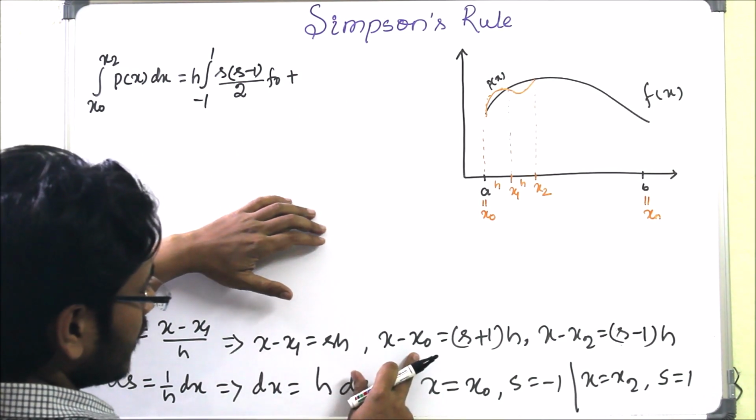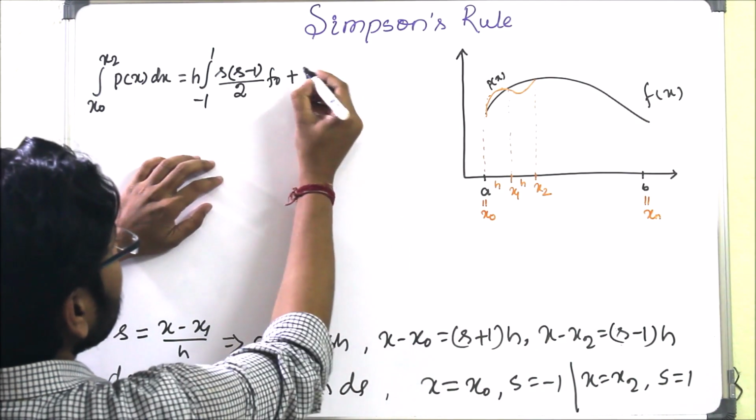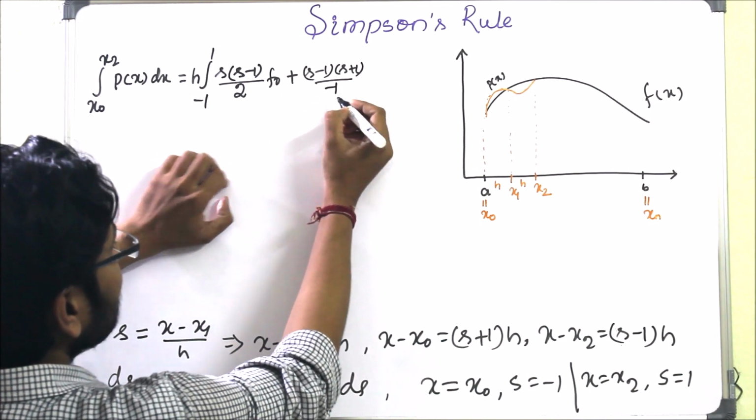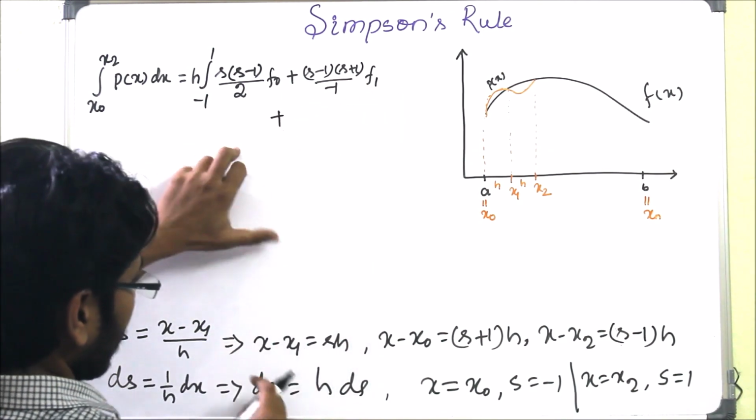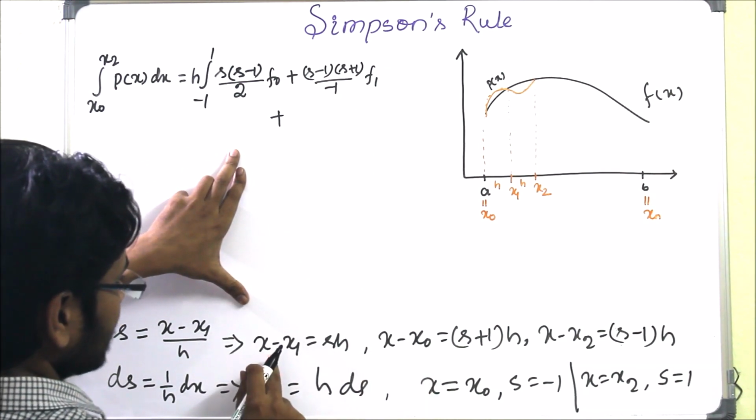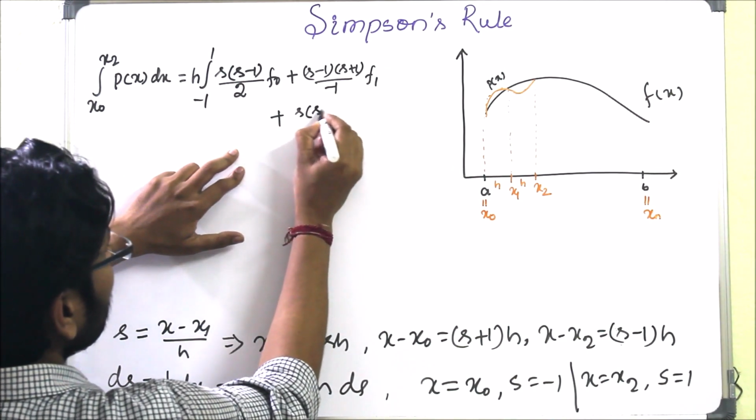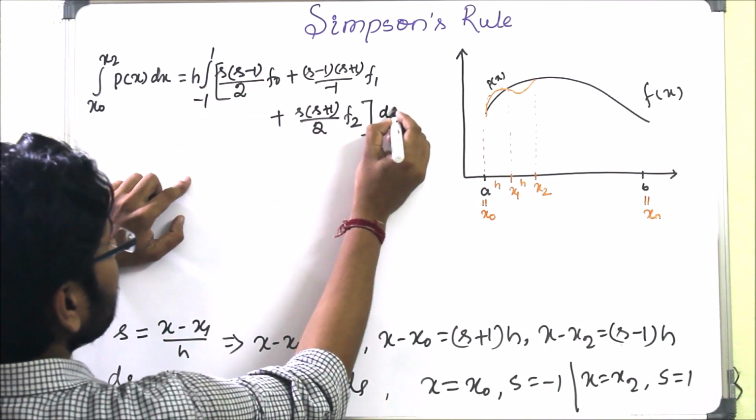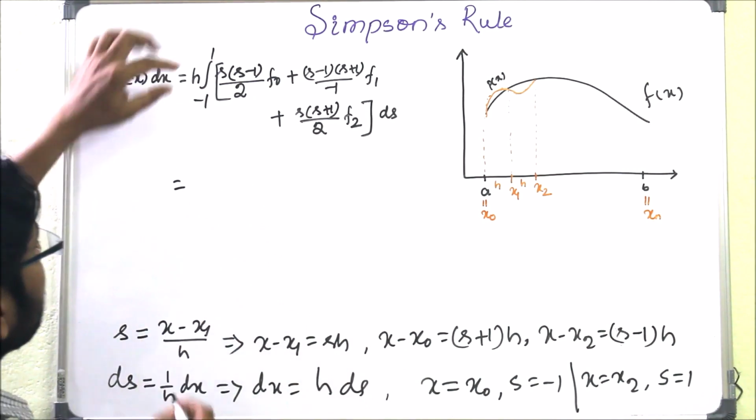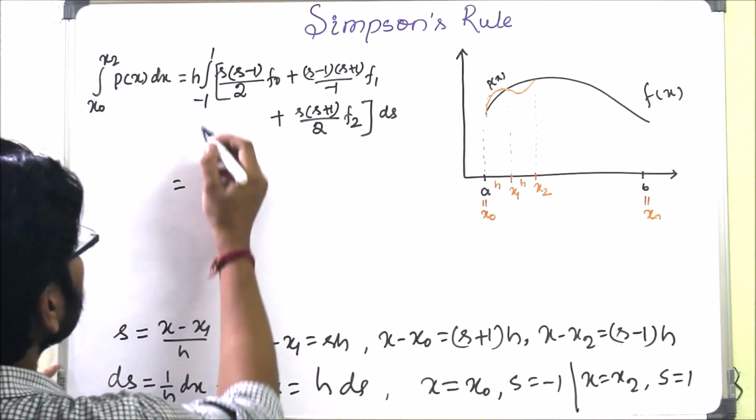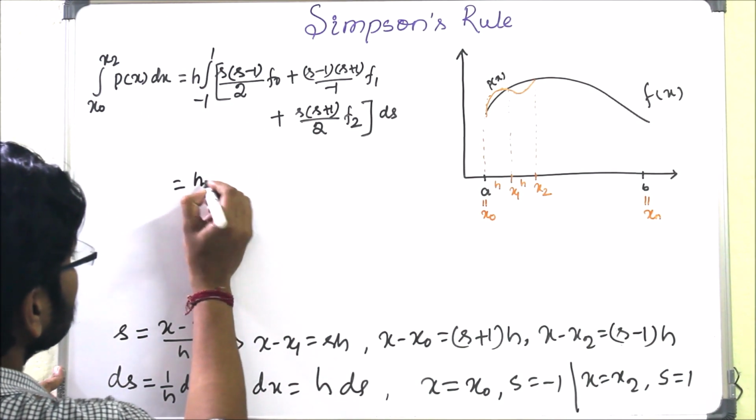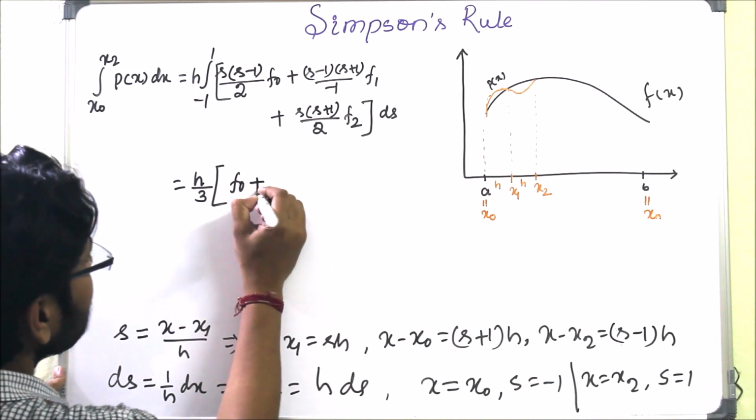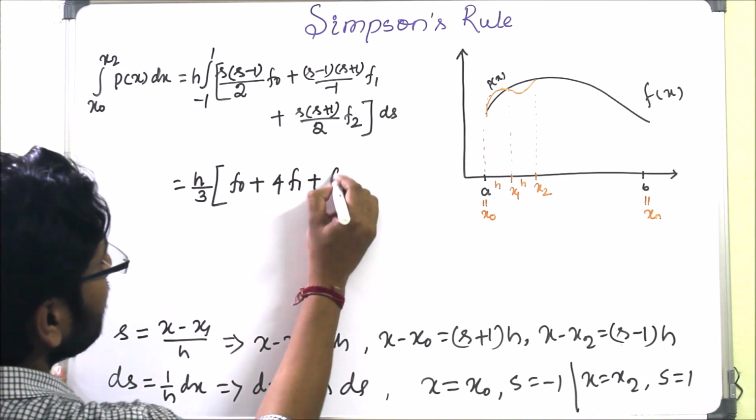X minus x0 into x minus x2. So it will be s minus 1, s plus 1, and divided by minus 1. This is f1 plus the first two terms, that is x minus x0, x minus x1, that is s into s plus 1 by 2 f2. So we will get this thing into ds. Now if we take the term and do integration and put the limits, we will get h by 3, and here it will be f0 plus 4 f1 plus f2.